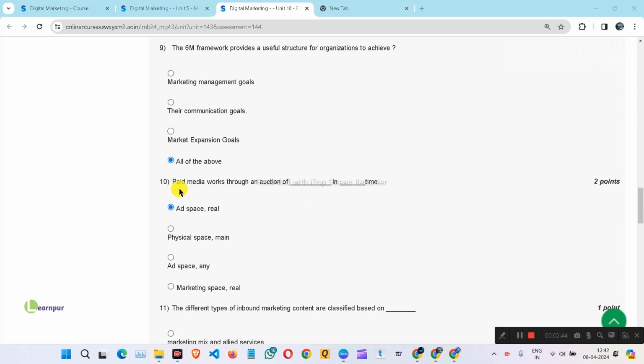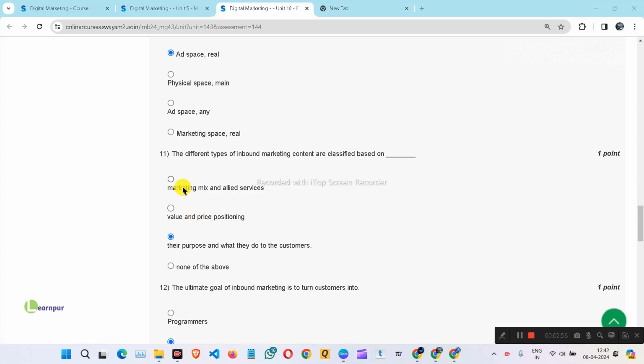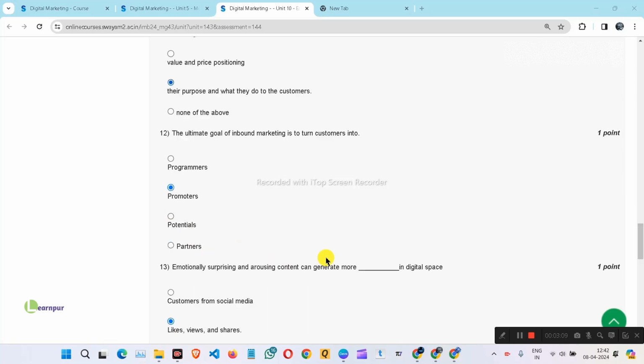For question number 10, paid media works through an auction of dash in dash time. The answer will be option A, ad space real. For question number 11, the different types of inbound marketing content are classified based on dash. The answer will be option C, their purpose and what they do to the customers.